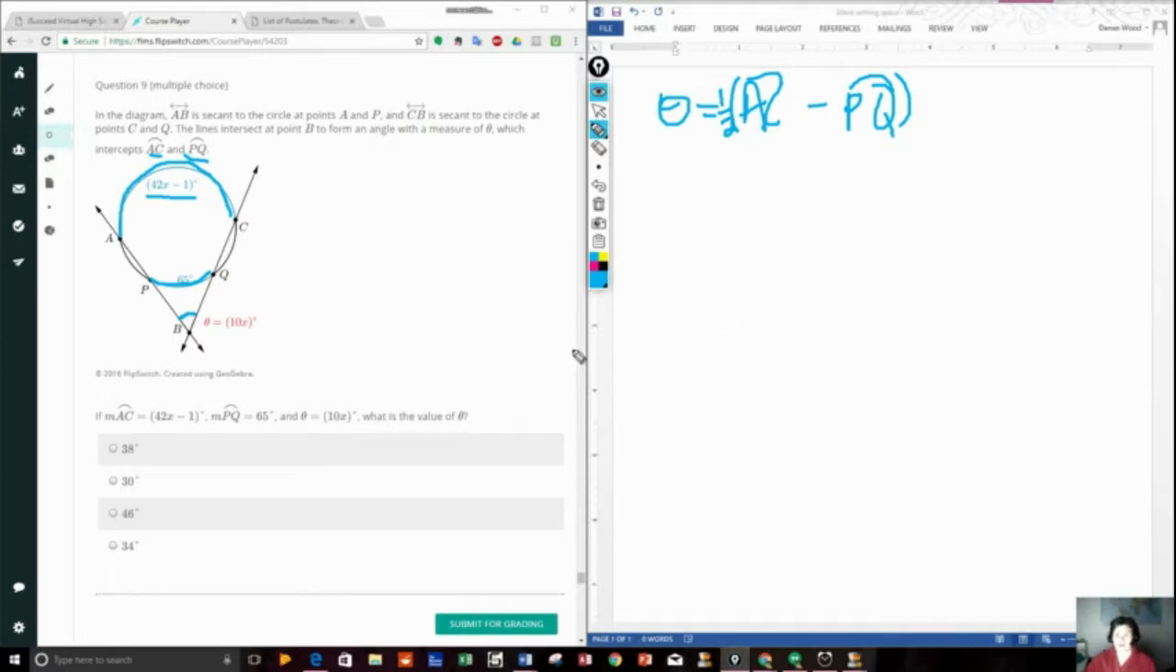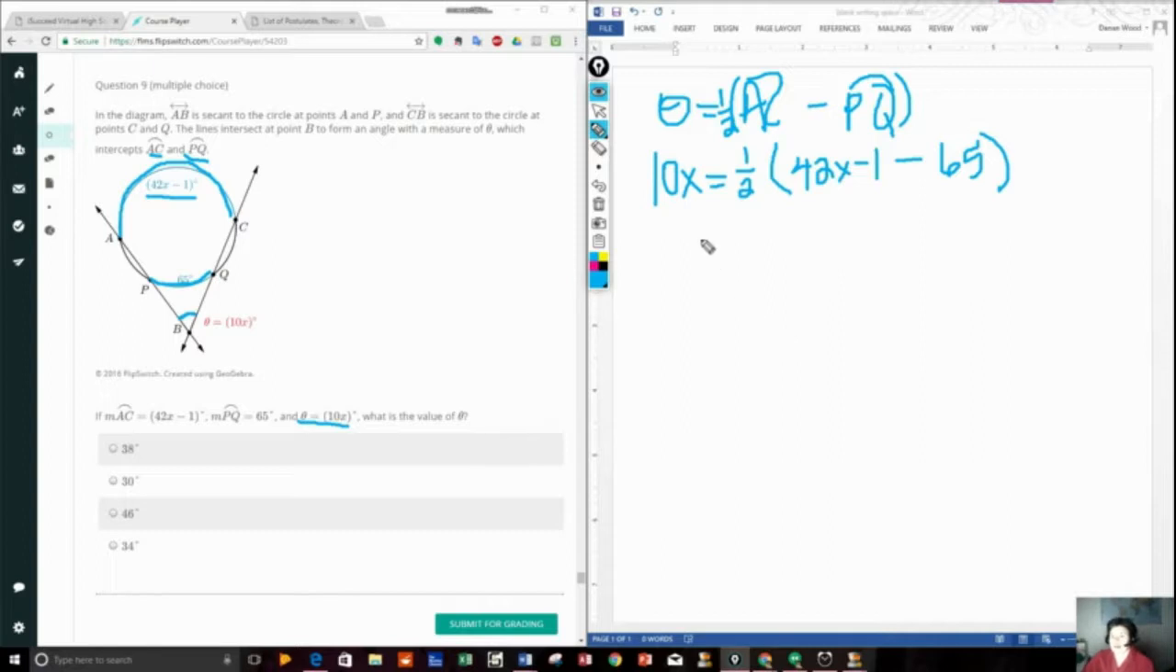Alright, so now I'm going to use substitution and just replace what we know. We know theta is equal to 10x, so 10x is equal to 1/2 times AC, which is 42x minus 1, minus PQ, and PQ is 65. Now we're going to simplify.